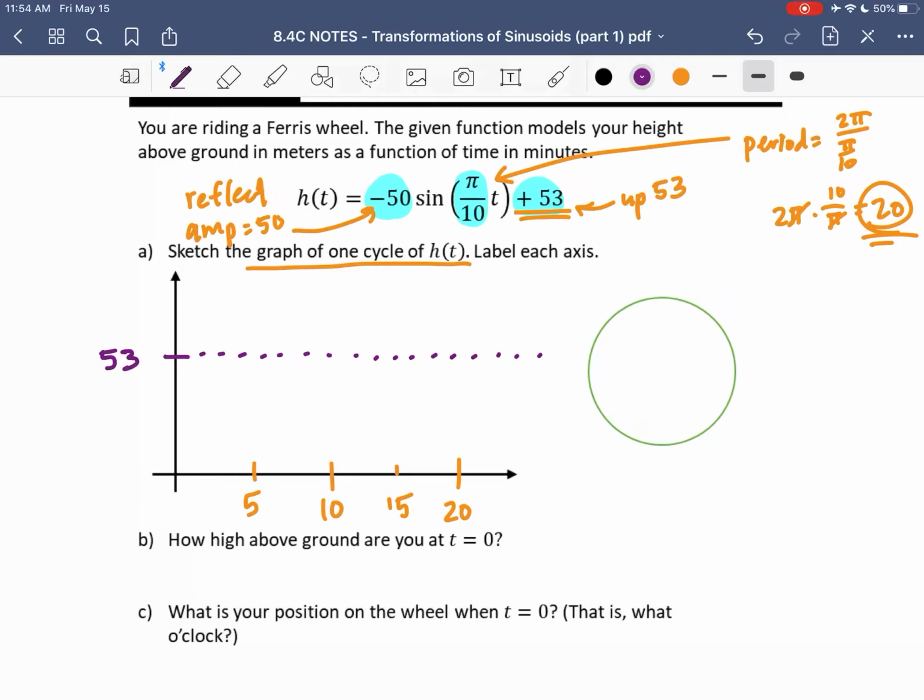Thinking of shifting it up 53. One thing we can do also is we can look at this Ferris wheel picture. What does this mean to us?